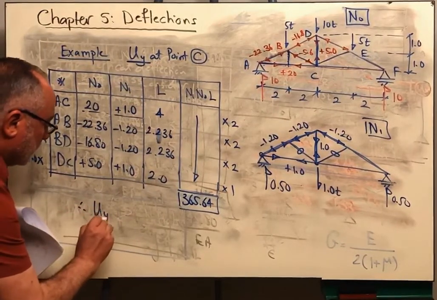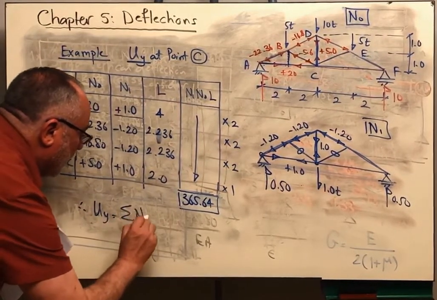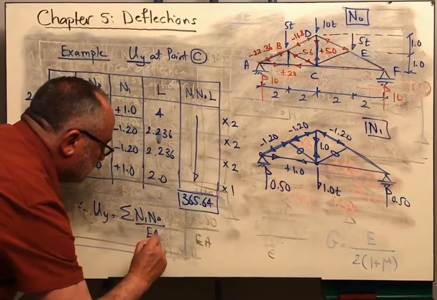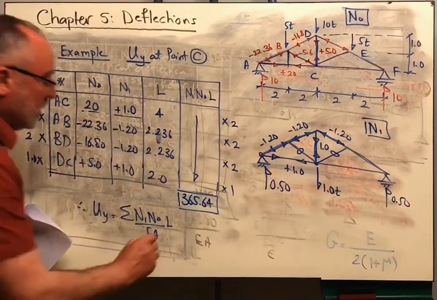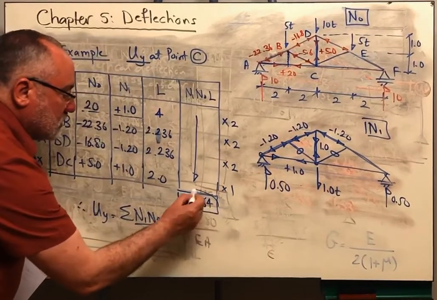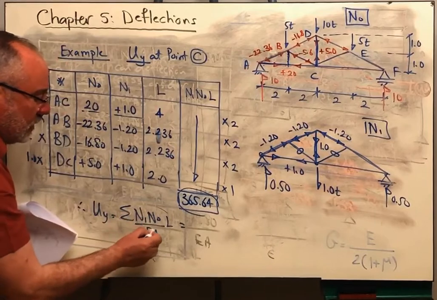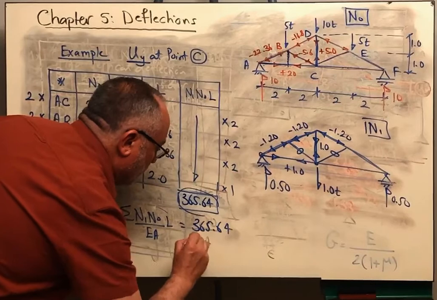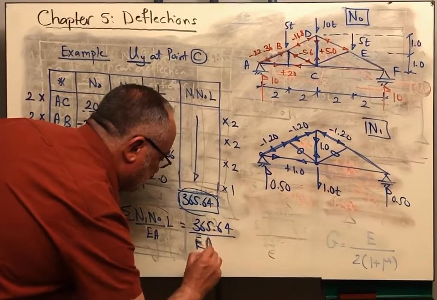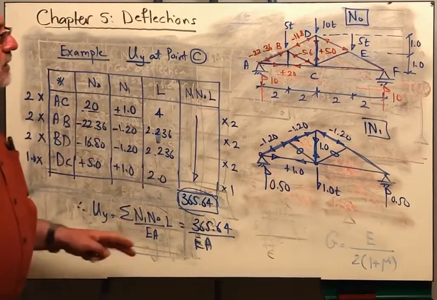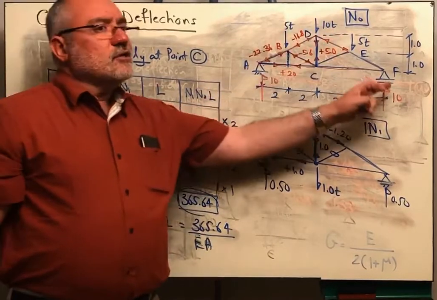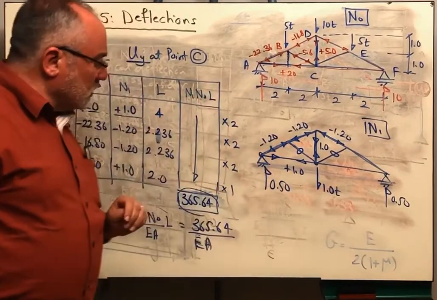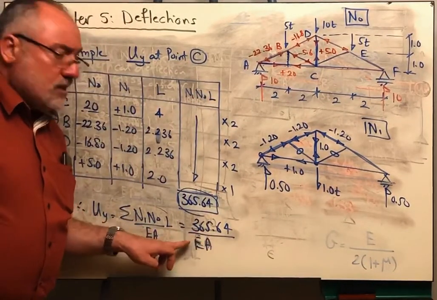Therefore, Uy will be equal to sigma N1 N naught L divided by EA. And if you did this, you calculated this term, which is sigma N1 N naught L, which is 365.64 divided by EA. Now again, in this problem, I'm assuming that all of the members are having the same cross-section and composed of the same material with the same Young's modulus. That's why we wrote the answer in terms of EA.